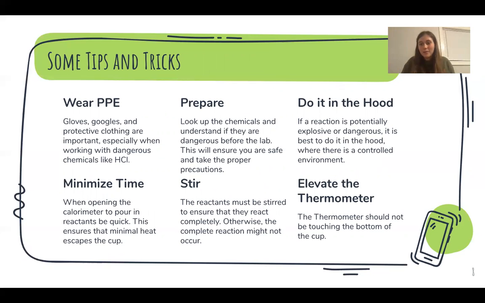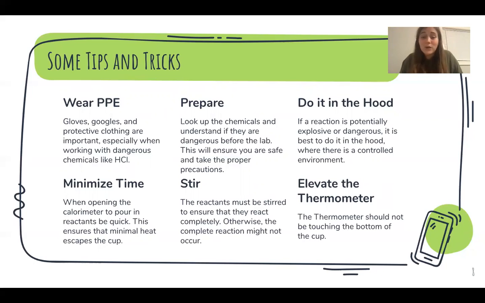If you're using corrosive materials or dangerous things, or just in the lab in general, it's always smart to wear PPE. I don't have goggles, but I do have this face shield. And gloves, especially if you're using something like hydrochloric acid or things that are kind of corrosive to you and others. Also, it's important to prepare, read up on the chemicals you're using before the lab so you can ensure the proper precautions are used. Also, if something's particularly dangerous, you want to do it in the hood, because the hood is an enclosed environment and so the reaction won't be endangering other people in the lab.